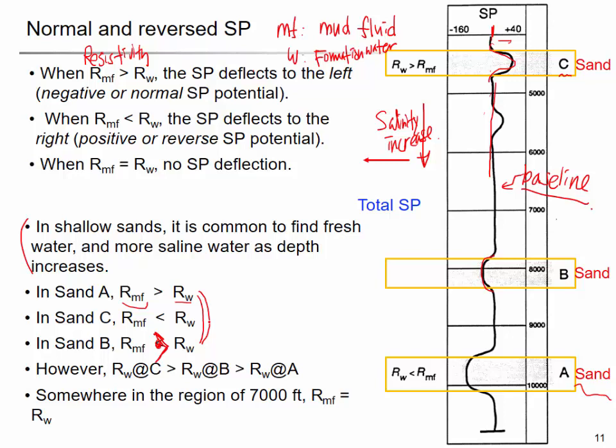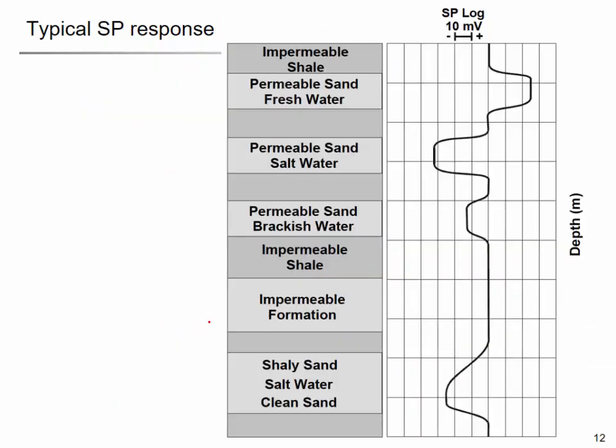Other comment? Okay, good. So this is a typical response. You have an impermeable shale. The shale will give you the baseline. So here, this is the baseline SP. And from the baseline SP, you see only how much it deviates from the baseline. So when you have a sand and fresh water, it will give you the positive deflection, and salt water gives you the negative deflection.